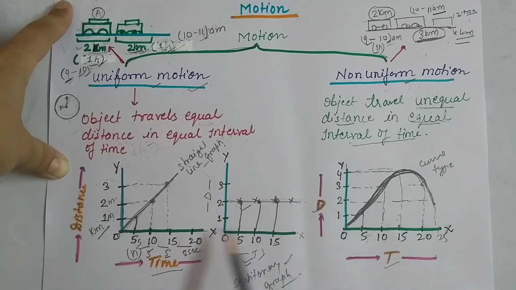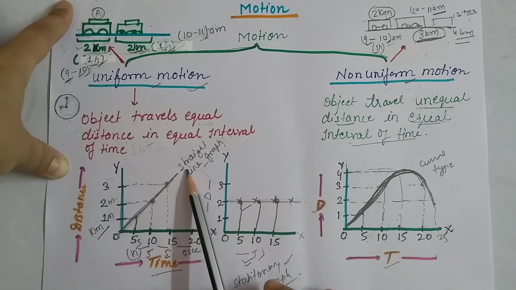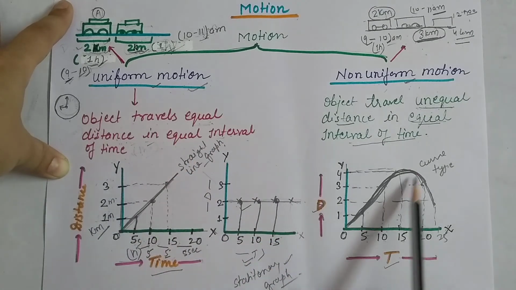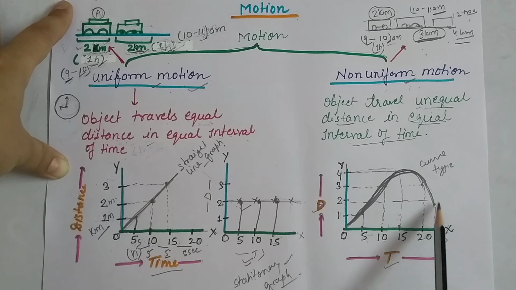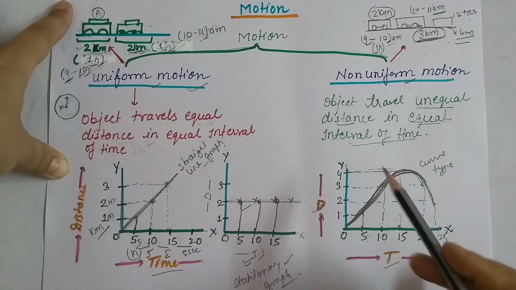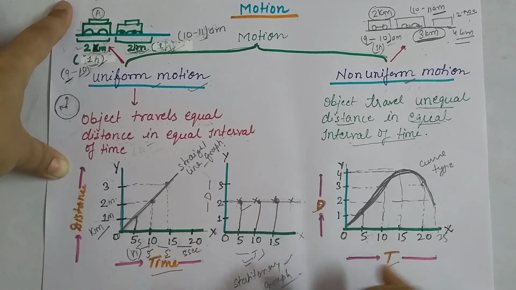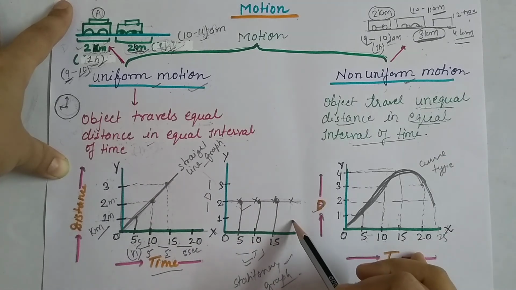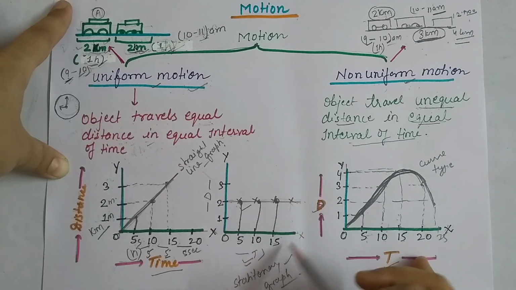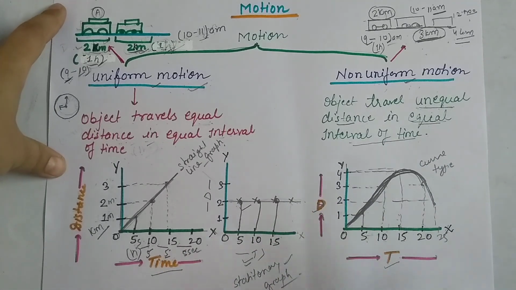So this is all about the 3 types of graph. That is your uniform motion graph. It is always a straight line graph, and the object travels equal distance in equal interval of time. In non-uniform motion, the graph will be slightly curved because of the unequal distance covered by the object in equal interval of time. Or there will be a stationary graph where the object is at a constant position, so the object is not moving. So you are able to see 3 different types of graphs.